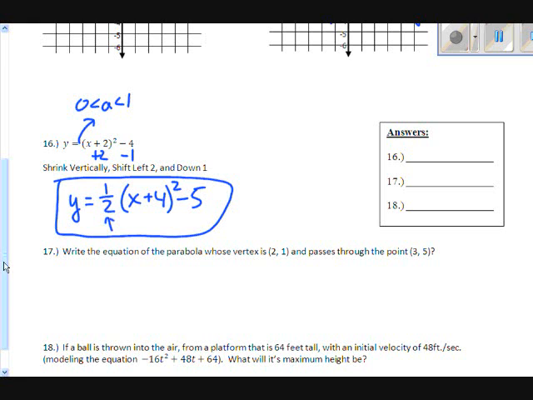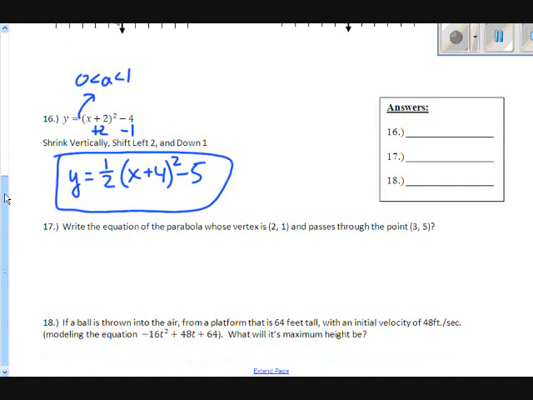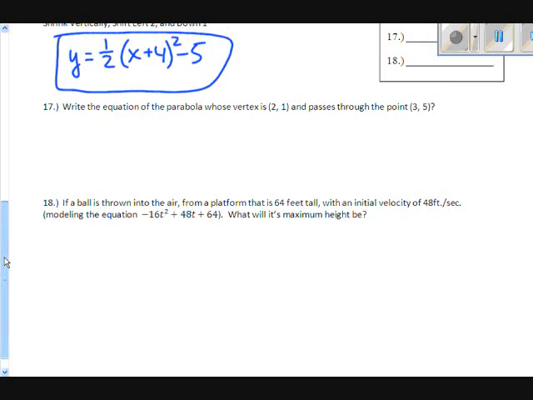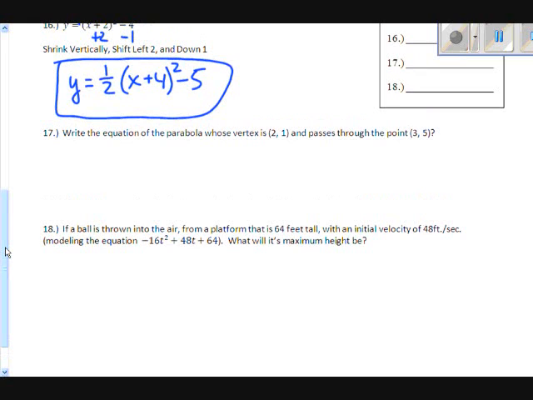As long as it's something between 0 and 1, you're good to go. For the next one, it says to write the equation of the parabola whose vertex is (2, 1) and passes through the point (3, 5). So remember, the two things that I need in order to write the equation of a parabola are the vertex and the a value. The vertex is given, it's (2, 1).